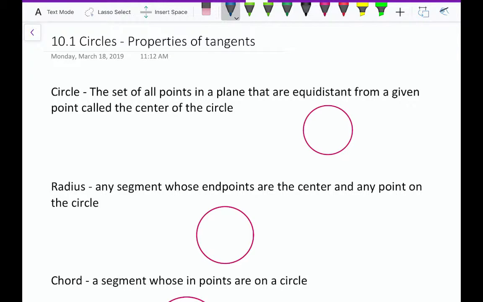This is the video for Chapter 10, Section 1. Chapter 10 is on circles, and this video particularly is about properties of tangents. We're also going to talk about some of the basic vocab for circles.